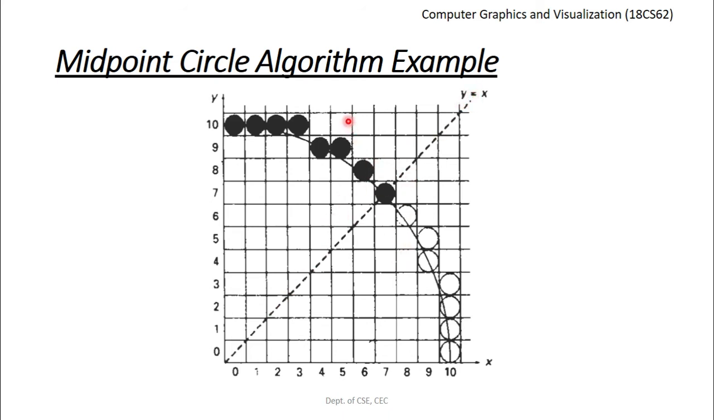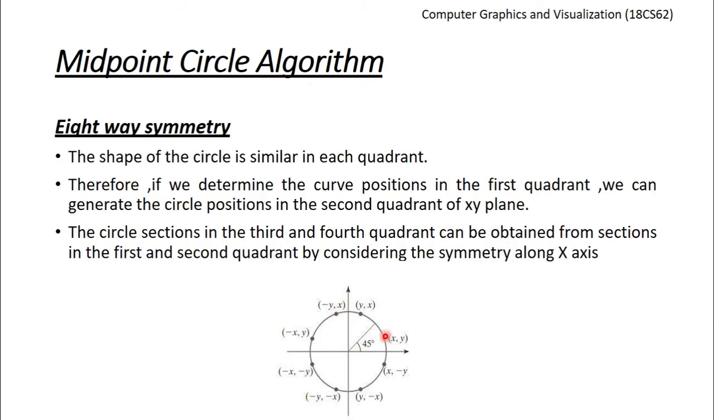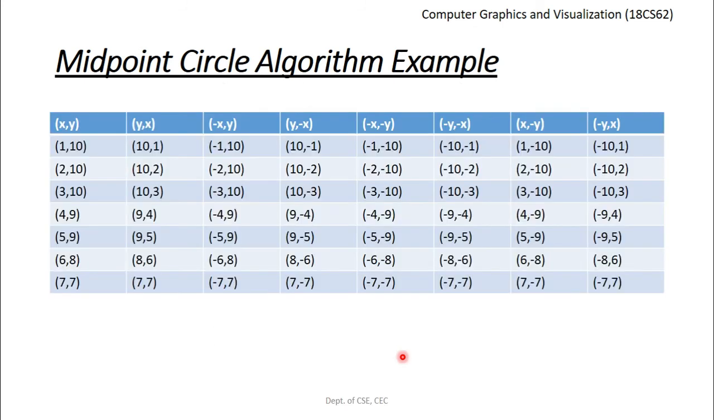So we can use the octant symmetry to find the values here as well. As per this octant symmetry, if you found one value x, y, you can find the other 7 values as per this particular 8-way symmetry principle of a circle. So these are the values, x, y that we calculated. You can just interchange the values and the signs to find the other 7 values in the other 7 octants.